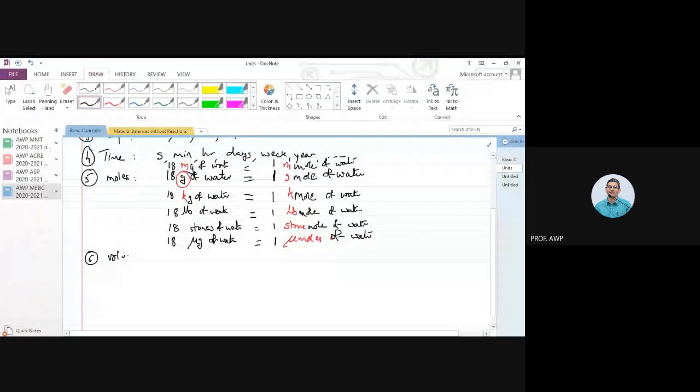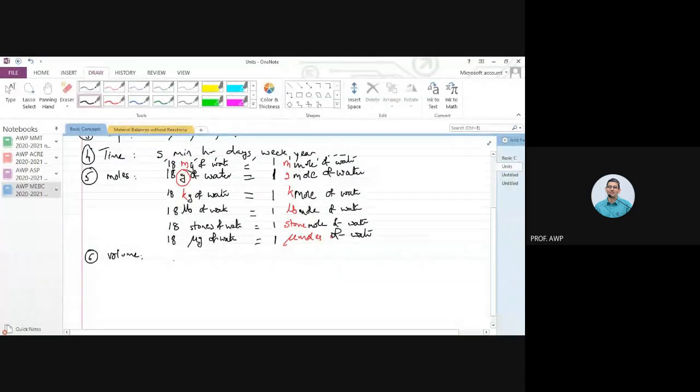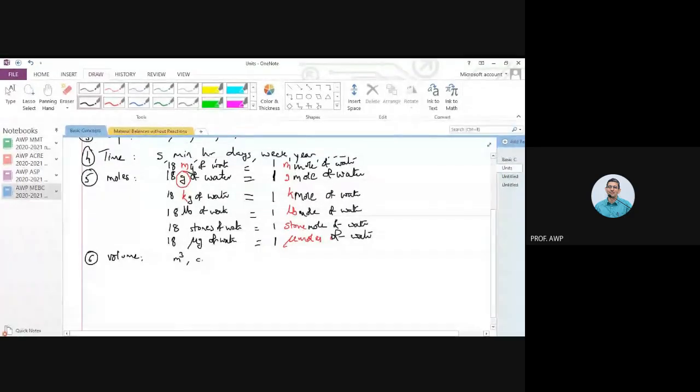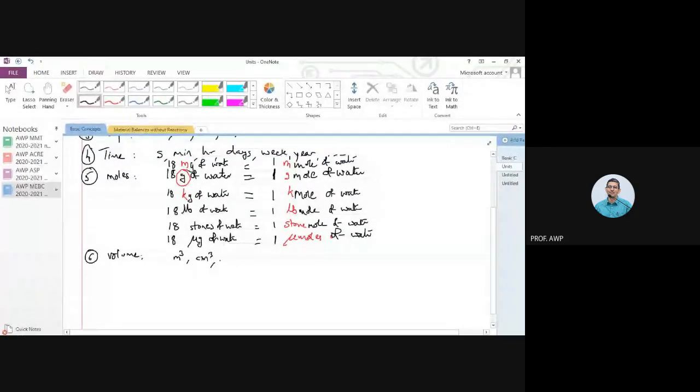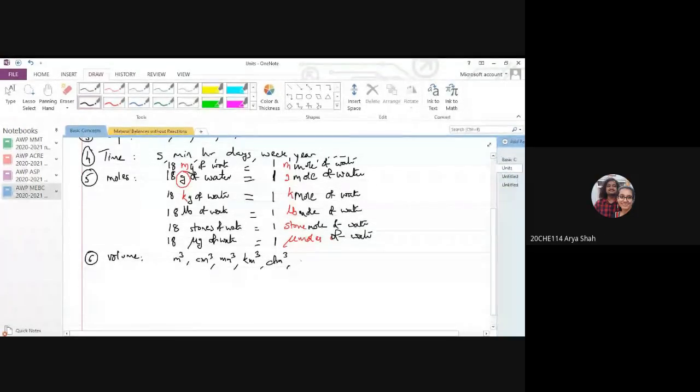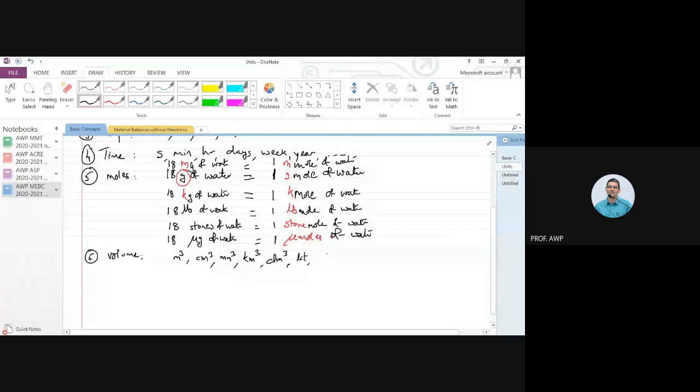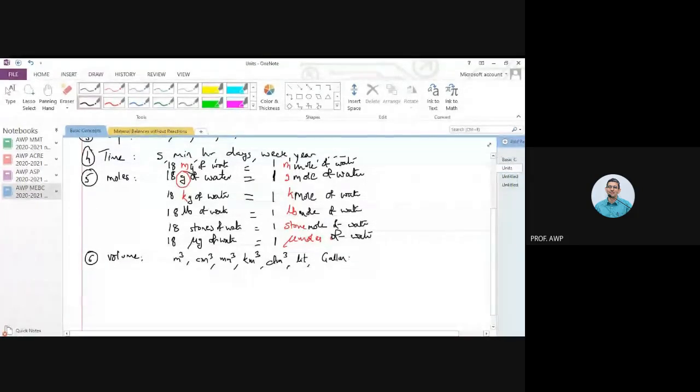Volume. Okay. So for volume, meter cube would be the SI unit, but I could have centimeter cube, millimeter cube, kilometer cube, or decimeter cube. By the way, decimeter cube is the same as liter. Right? We could also have gallons. You could have a UK gallon and a US gallon.